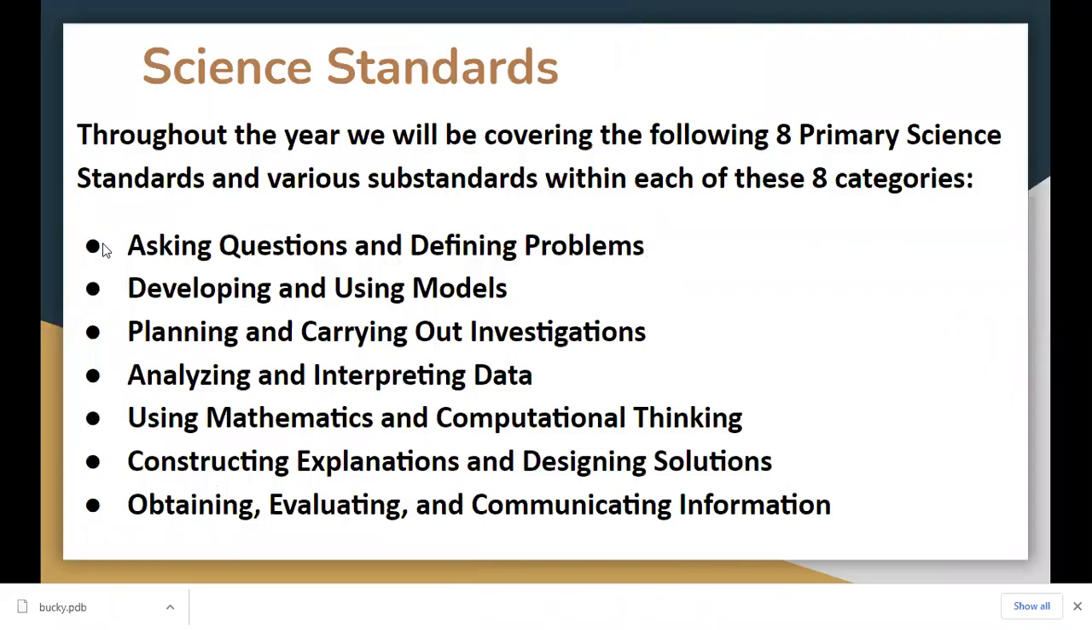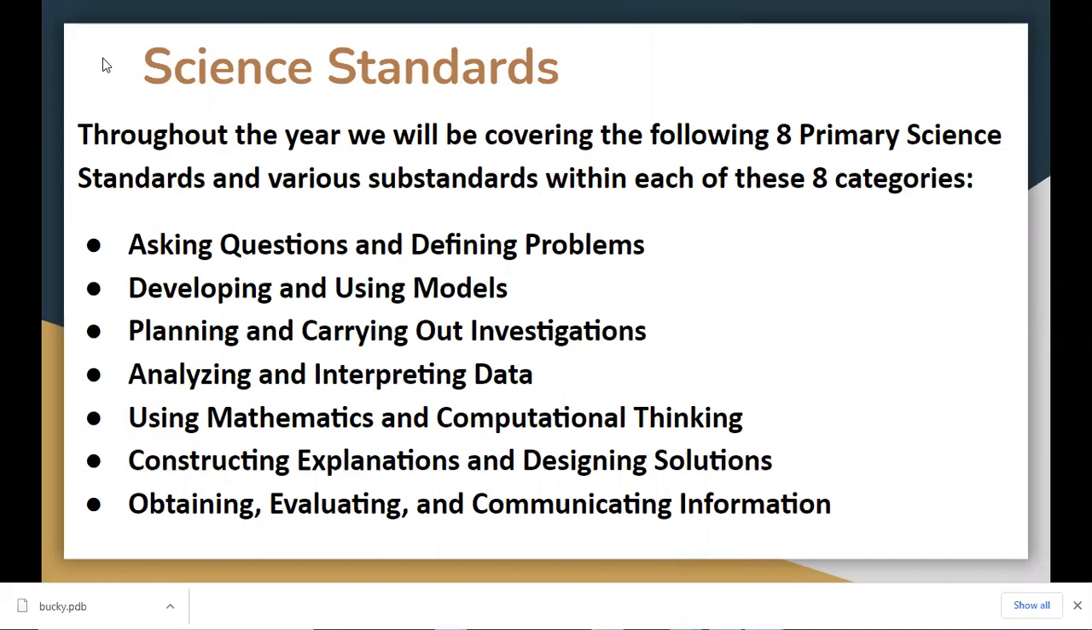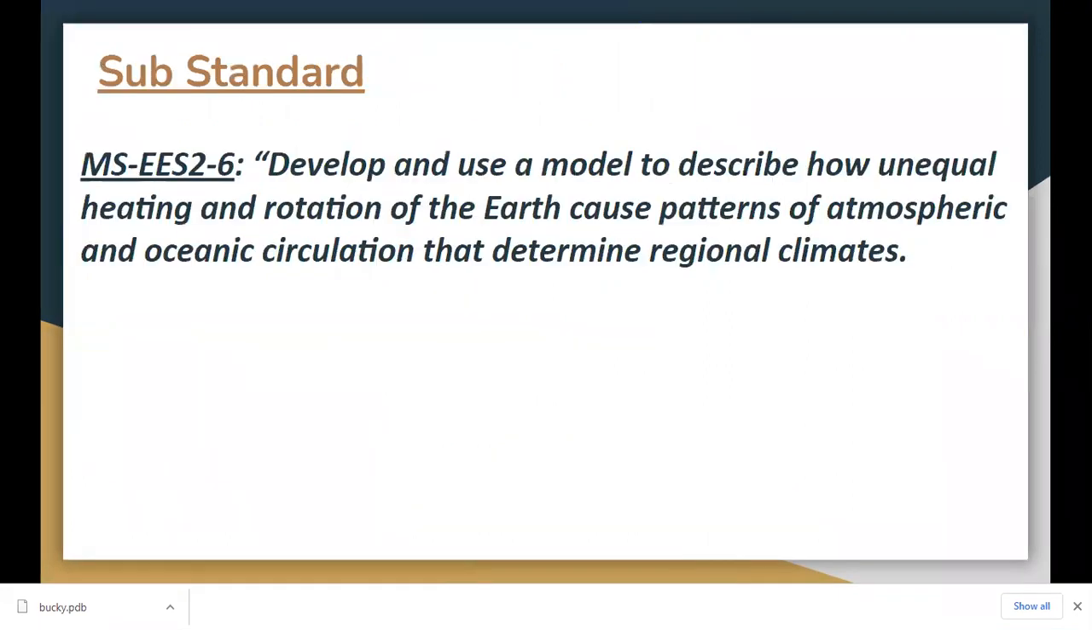So let's begin. Here are our science standards, the ones that you see on your report card. These are the same standards throughout the year, so you should be familiar with these. And our substandard today is we are going to be able to develop and use a model to describe how unequal heating and rotation of the Earth cause patterns of atmospheric and ocean circulation that determine regional climates. Today we are going to be focusing on heat in the atmosphere.